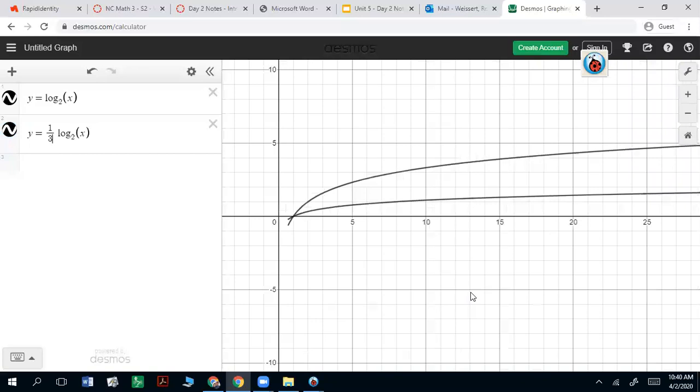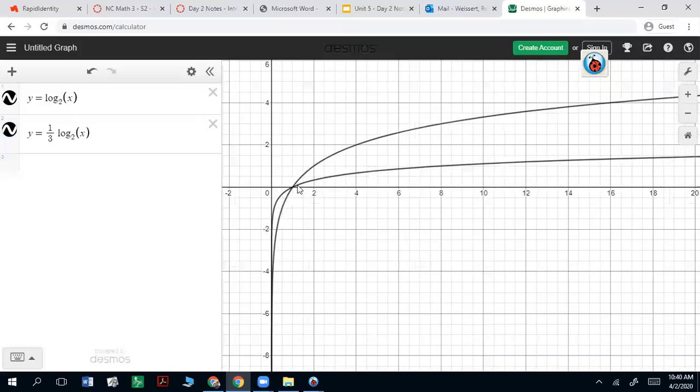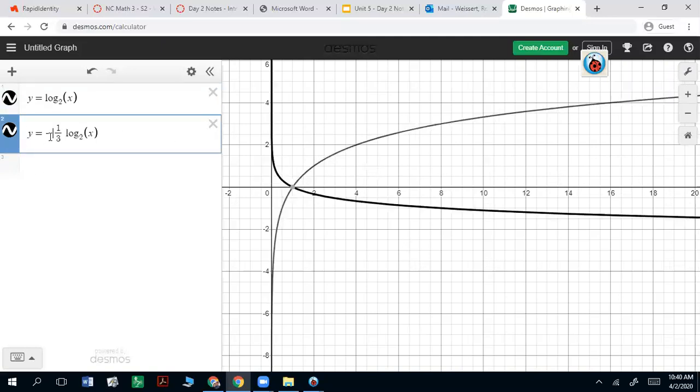And that kind of flattened the graph and made it shorter. Okay, it's still going to cross here, but it's increasing at a much slower rate because of that 1/3. The negative wouldn't change the fact that it's still compressed. It just means that it's going to be flipped over the x-axis.